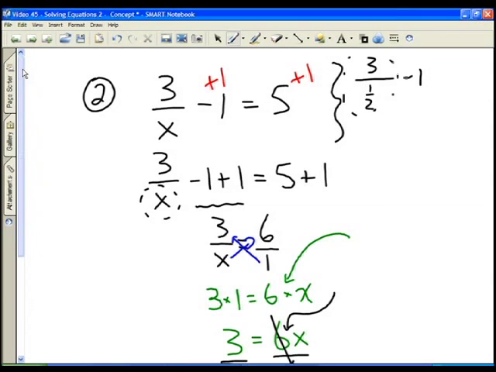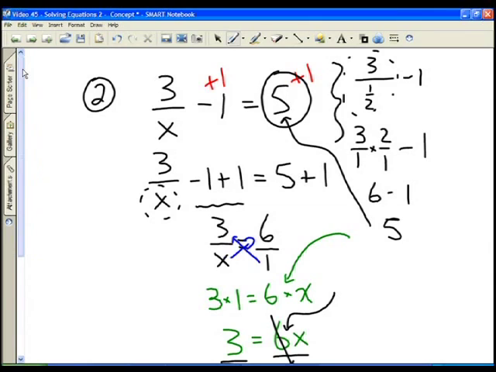Well, remember, when we divide fractions, we invert. So I'm going to represent 3 as a fraction of 3 over 1. We invert the denominator and multiply. And so instead of 3 divided by 1/2, we get 3 times 2 over 1 minus 1. And 3 times 2 is 6, and 6 minus 1 is 5. And we see that 5 is on the right-hand side of this equation. So indeed, x does equal 1/2.